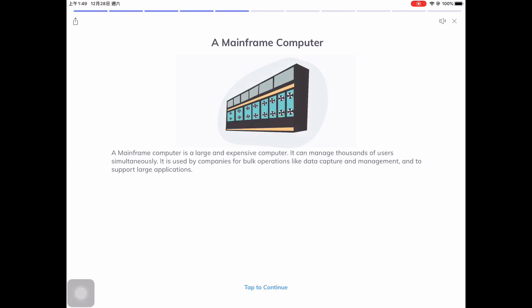A mainframe computer is a large and expensive computer. It can manage thousands of users simultaneously. It is used by companies for bulk operations like data capture and management, and to support large applications.